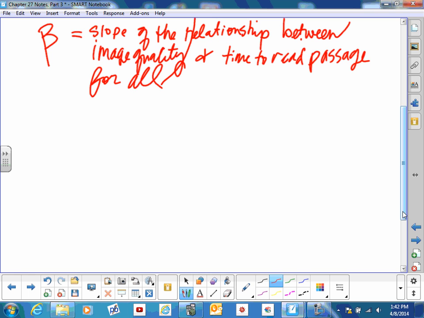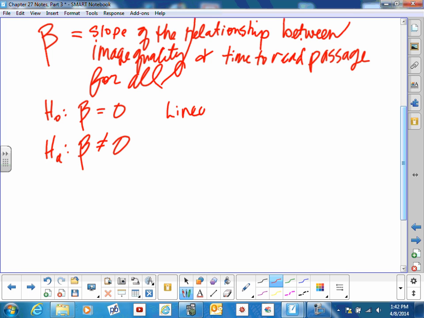What is the null hypothesis? Beta is 0. No linear relationship is what that is saying. Our alternative, beta is not 0. All right, the assumptions come next, and that's tomorrow. So now name the test. What is it? Linear regression t-test.